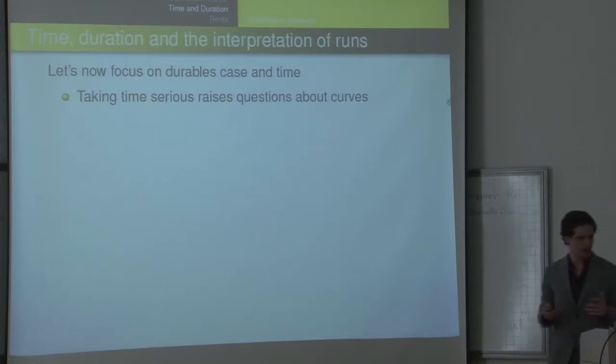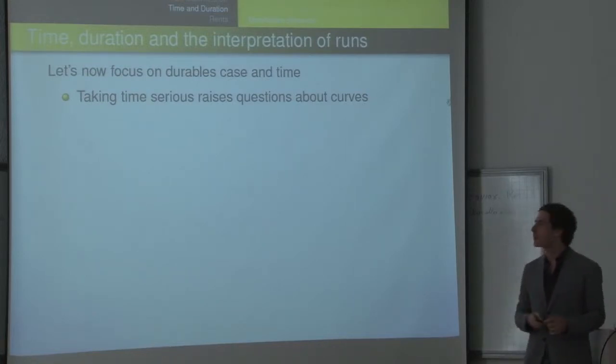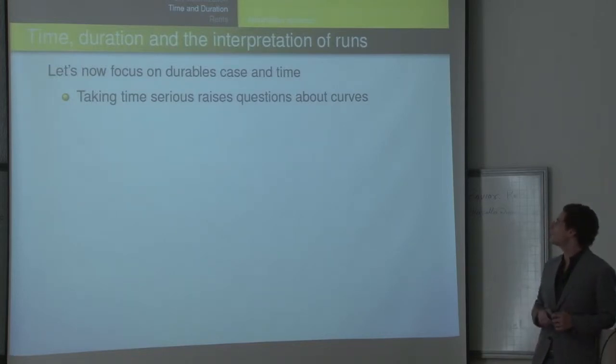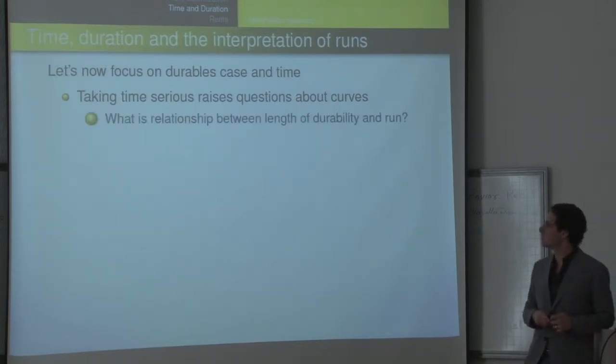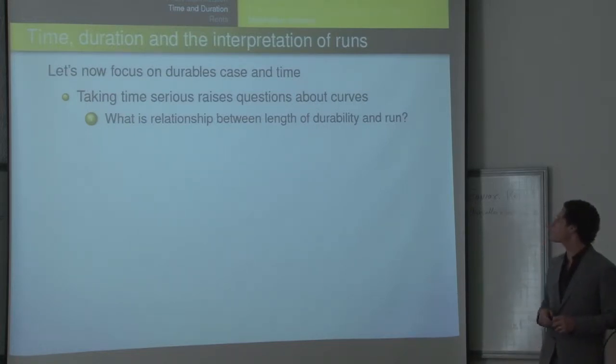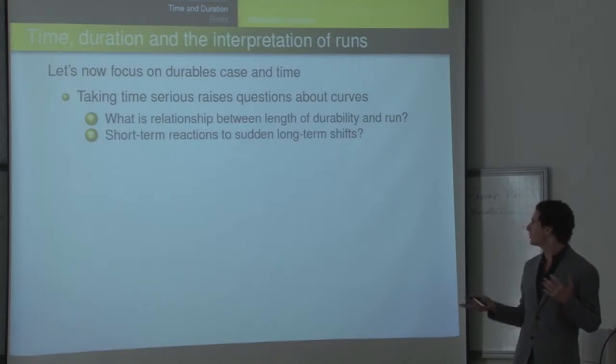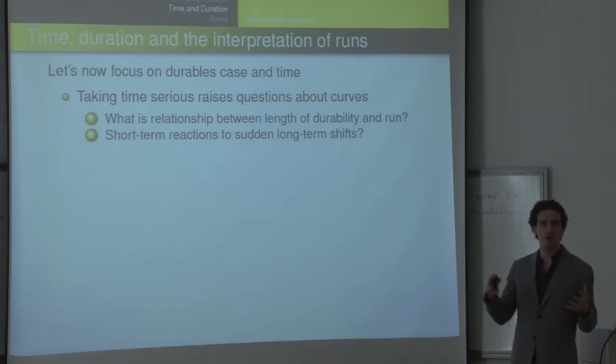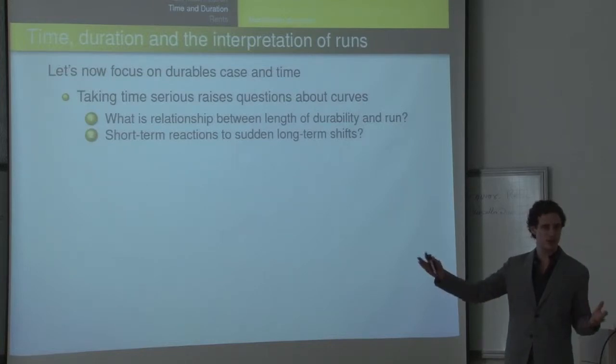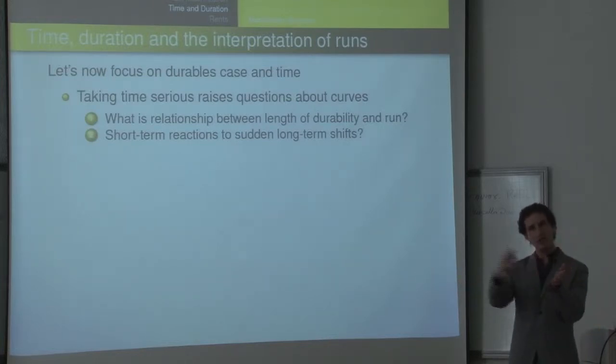Okay, so taking time seriously and really trying to think about the relationships between durability, storability, and all these things raises some questions about what we mean by these various curves. So one thing is, what's the relationship between the length of the duration of supply and the relevant run to consider, the short run, the long run? What types of shifts in demand are we thinking about? What will be the difference between, say, a short-run reaction to a long-term shift and the long-term reaction to the long-term shift? That is, what will happen immediately and what will happen eventually?